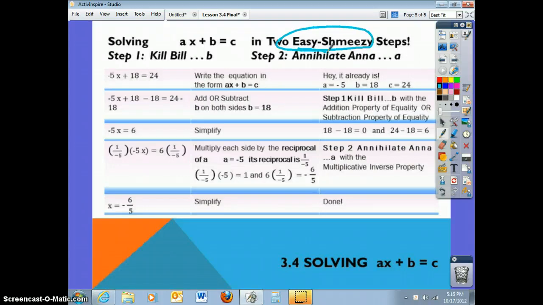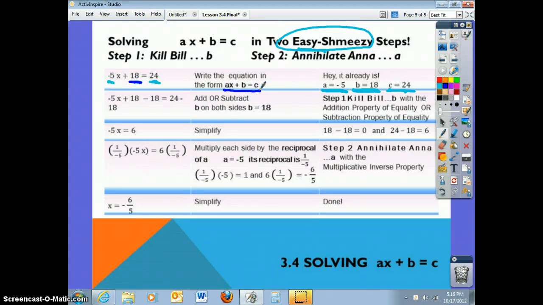Step number 1, we're going to kill Bill. Remember, B is this guy right here. So in this equation, this is our B. This is our A, and this is our C. A is -5, B is 18, and C is 24. So we have to get rid of B, the 18. So it's in the right form.